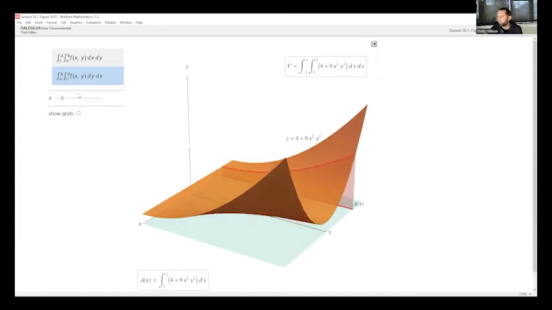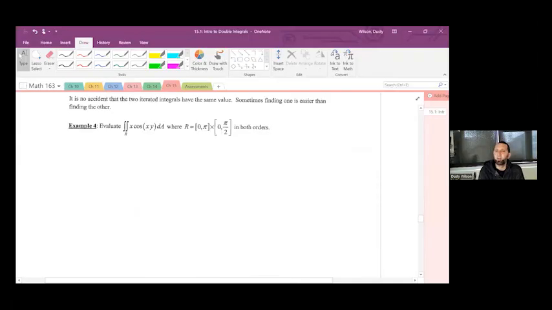But the key here is that either way, you're going to be sweeping out the same amount of volume. So it's an iterated integral, and you get the same thing in either direction. It's no accident the two iterated integrals have the same value. Sometimes finding one is easier than finding the other.